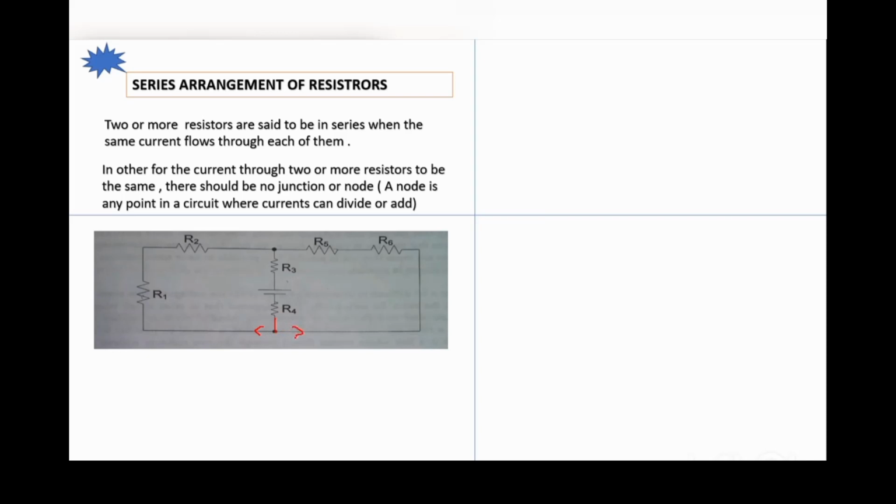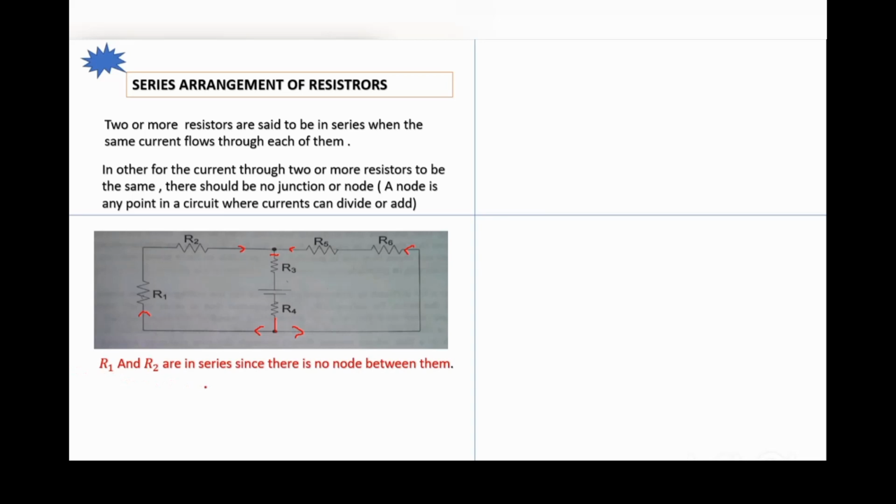It divides here. Now when it divides, this will pass through this loop and get to this place. And this will be the same current passing through this place. So we have the current coming back, and it will join this and come to the positive terminal. So let's see the resistors that are in series or are not. Now R1 and R2 are in series because there's no node between them.